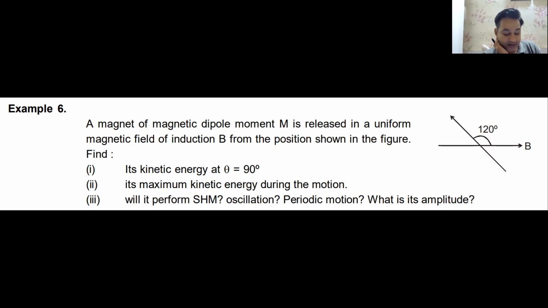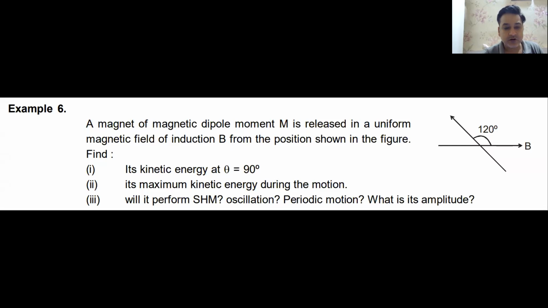at theta equal to 90. Find its maximum kinetic energy. Will it perform SHM, oscillation, periodic motion? What is the amplitude? Can you do this? Yes, sir. I will try, sir. I'll give you 2 minutes. Remember, this is not a question of a magnet in a magnetic field. This is a question of an electric dipole in an electric field or a current carrying coil in a magnetic field. Same question, same funda.